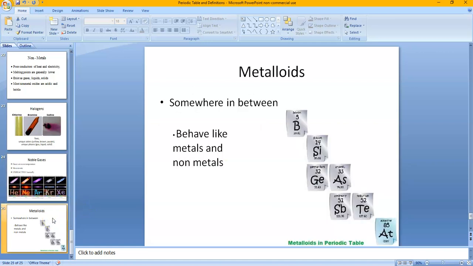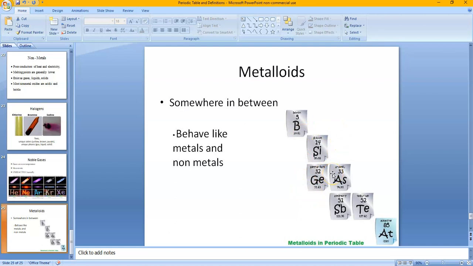And finally, we have metalloids. And the metalloids are the ones that are on that staircase, and they are somewhere in between, meaning that metalloids behave like metals and nonmetals. They have properties of both, okay? And so, for instance, silicon.